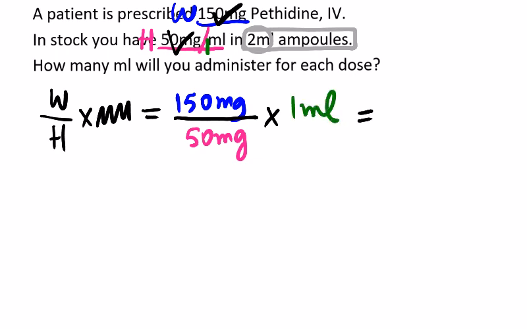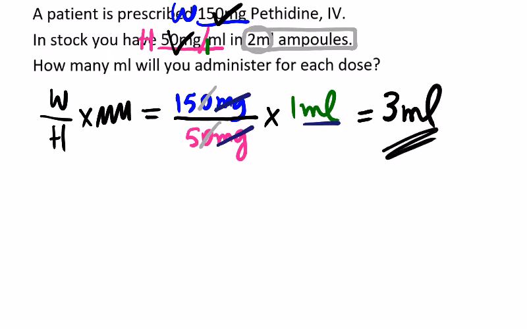So let's see what we get here. We can straight away cancel the milligrams, so we know our answer will come out in mils. And then we could even cancel that 0, divide both top and bottom by 10, and do the calculation in our heads. 15 divided by 5 will be 3. 3 times 1 will be 3 mils.